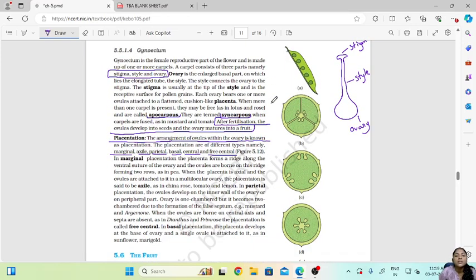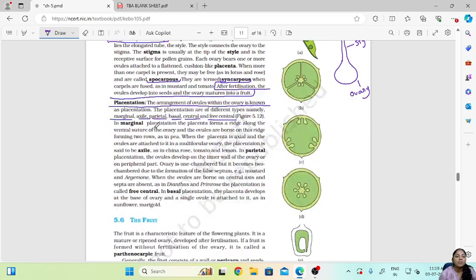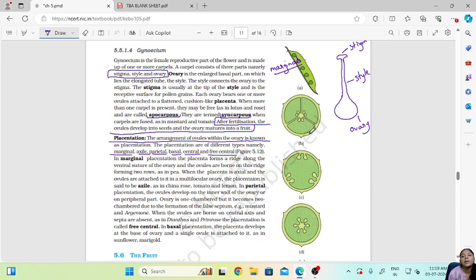In marginal placentation, the placenta forms a ridge along the ventral suture of the ovary, and the ovules are borne on this ridge, forming two rows, as in peas. As we can see, this is a type of marginal placentation. Then the next type is when the placenta is axile and the ovules are attached to a multilocular ovary. The placentation is said to be axile placentation. So this is the axile placentation, wherein the ovules are located over here like this.